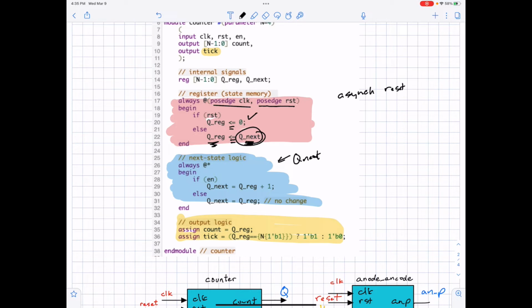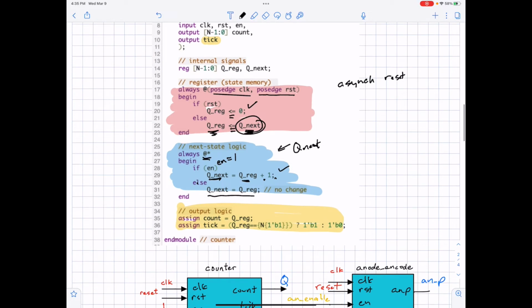All right, so when we look at our next state logic, the sensitivity list includes everything. That's what the wildcard asterisk means. Okay, and in this particular case, if enable is equal to 1, then we are just going to count. So the next state of the count is the old state plus 1. All right, however, else, if enable is equal to 0, we don't count. We just hold on to where we are. We don't make any change. All right, so that's a counter with an enable.